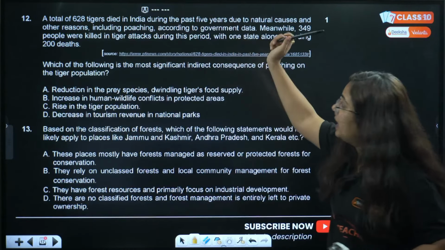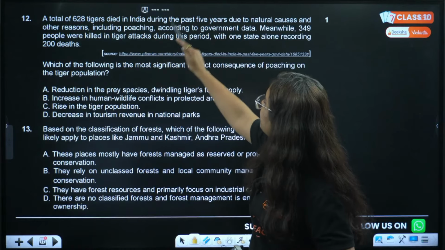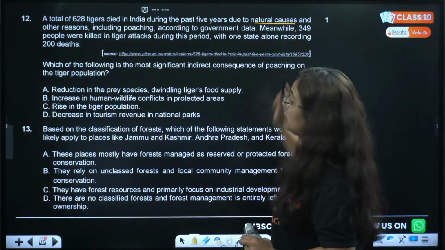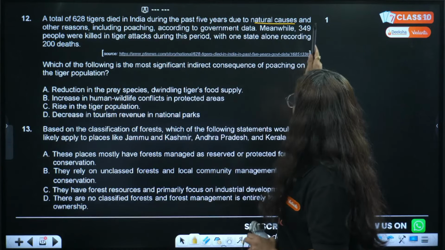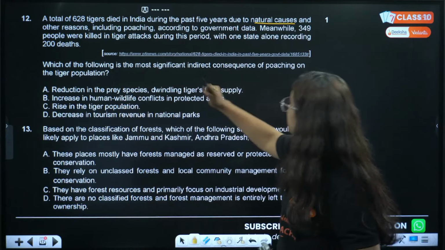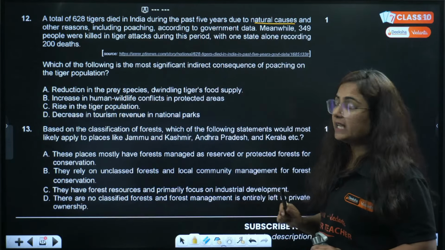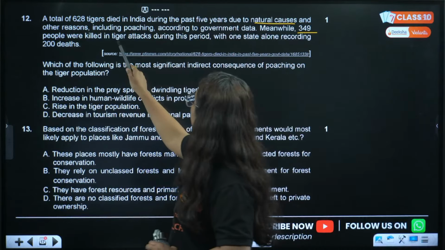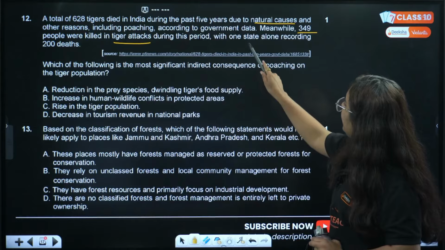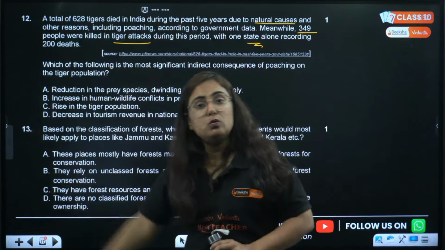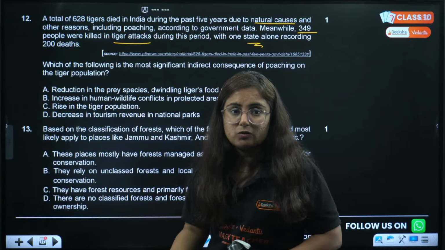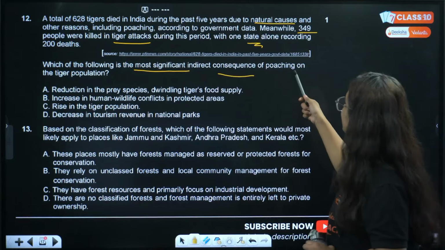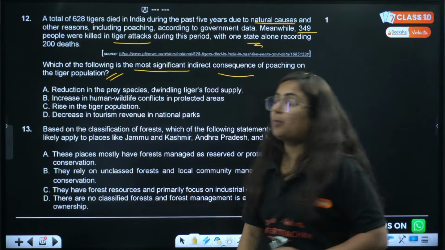Question number 12. A total of 628 tigers died in India during the past 5 years due to natural causes and other reasons too, including poaching, according to government data. Meanwhile, 349 people were killed in tiger attacks during this period, with one state alone recording 200 deaths. The question says, which of the following is the most significant indirect consequence of poaching on the tiger population?